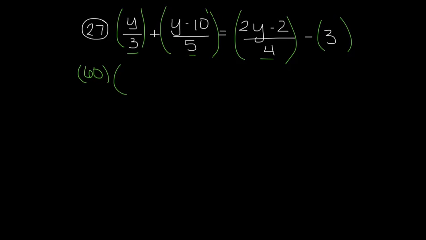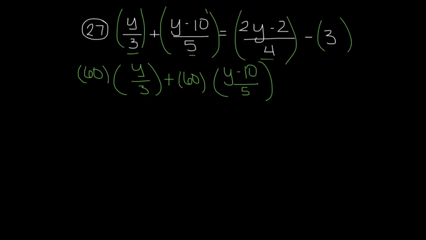So that is 60 over y minus 3 plus 60 over y minus 10 divided by 5 equals 60 times 2y minus 2 over 4, and I'm out of room, so I'll bring it down here, minus 60 times 3. Please note that there are no fractions that have variables in the denominator, so there's no way that I'm going to end up with a 0 in the denominator, so I don't have to worry about that in this case, which is good. I do, though, still have to worry about clearing out these fractions.